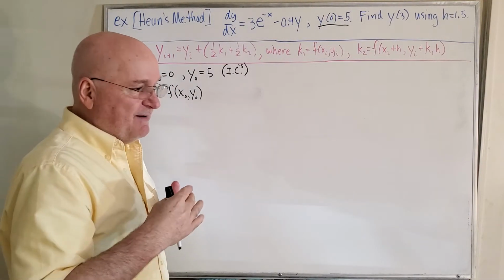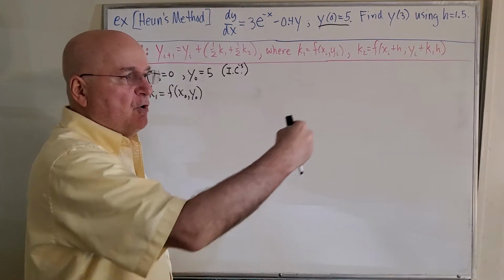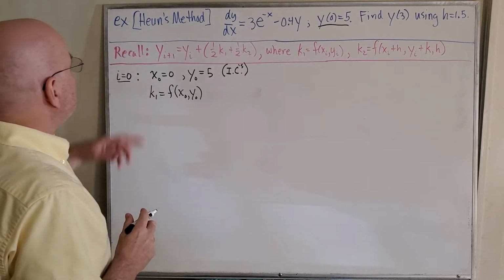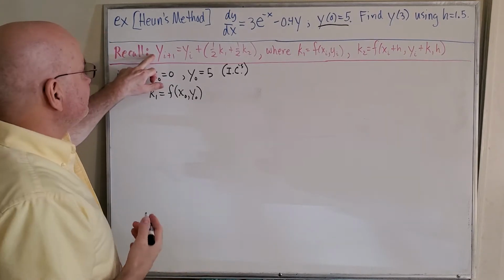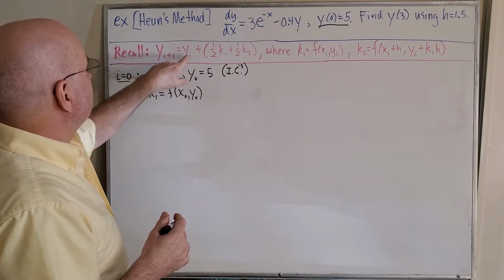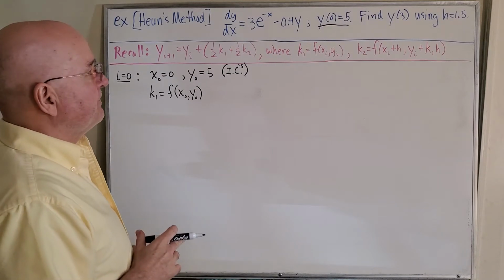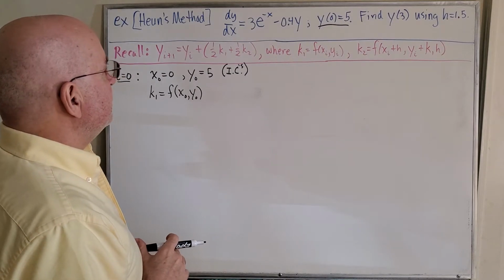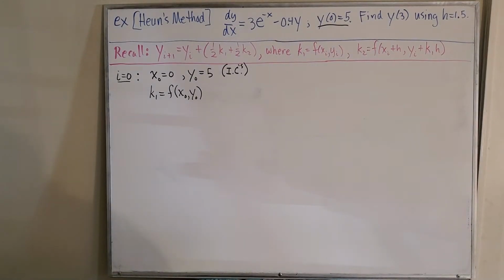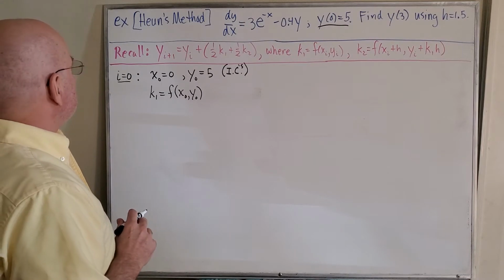So how many steps will that be? Well, the first step will go from 0 to 1.5, and then the second step will go from 1.5 to 3. So 2 steps. This is our reminder. This is Heun's formula. So it's here along with what k1 and k2 are equal to. And let's see, am I missing something? Nope. That is correct.